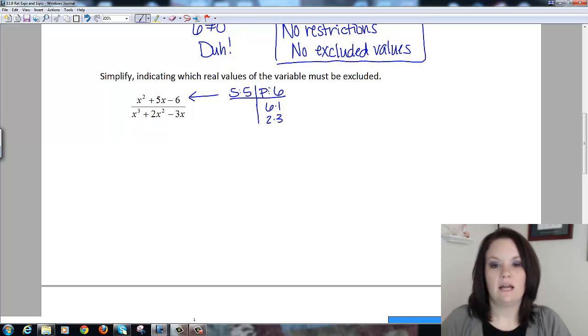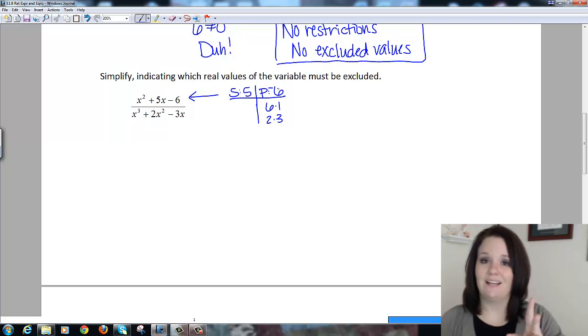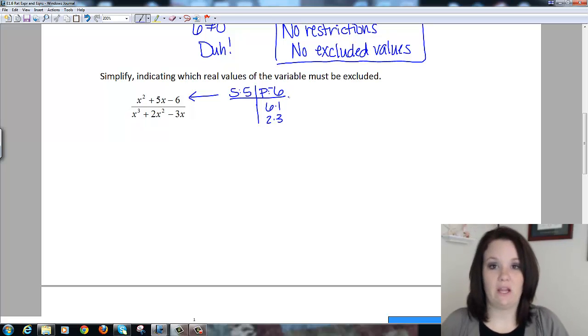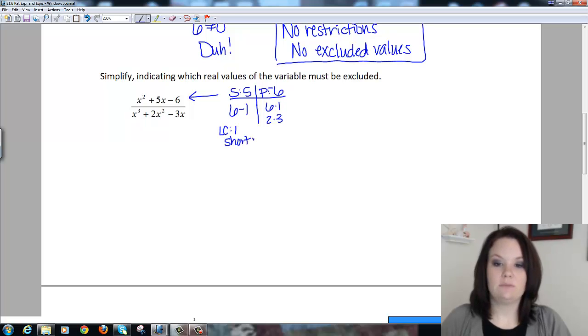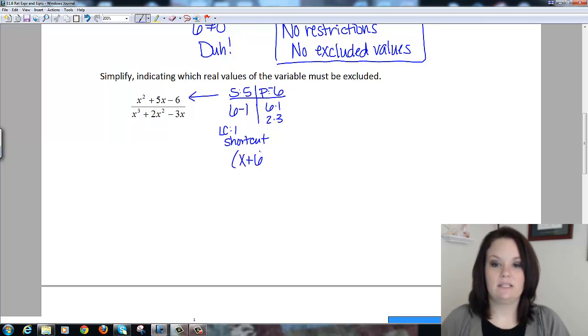Okay, but notice I need a product of -6, right? My 6 is negative, which means my signs have to be opposite. So I either need to do 2 minus 3, 3 minus 2, 6 minus 1, or 1 minus 6. The only of those pairs that gives me a positive 5 is if I do 6 minus 1. Now, because my leading coefficient is a 1, I can use my shortcut, which tells me that 6 and -1 are the numbers in my factored pair. So this factors into x plus 6 times x minus 1.